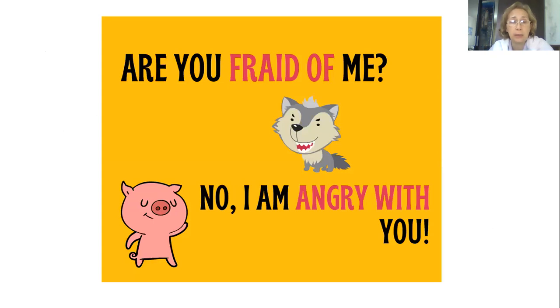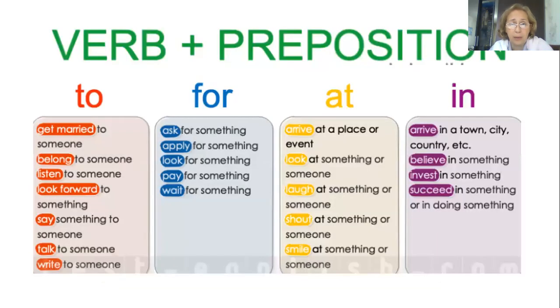So here is a humorous example of such dependent prepositions, like verbs with specific preposition. Here, this is afraid. Yes, are you afraid of me? No, I am angry with you. So this is like offend with the. And some more examples of verbs plus prepositions, like to.